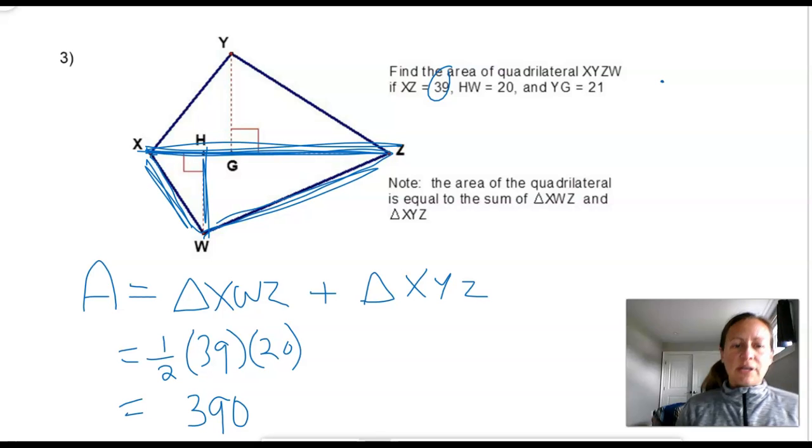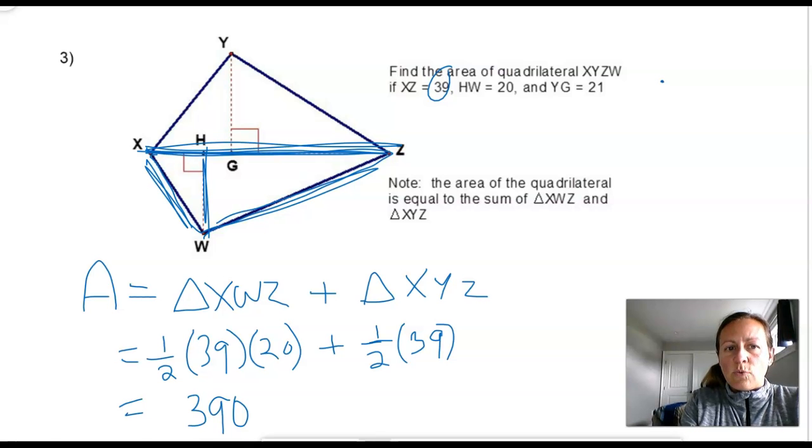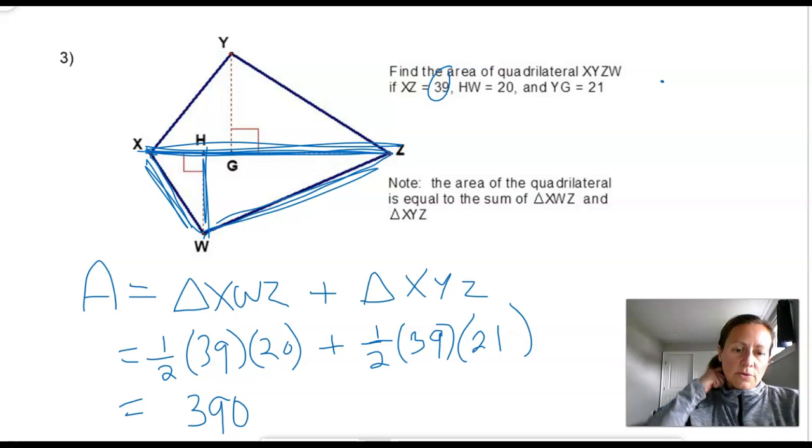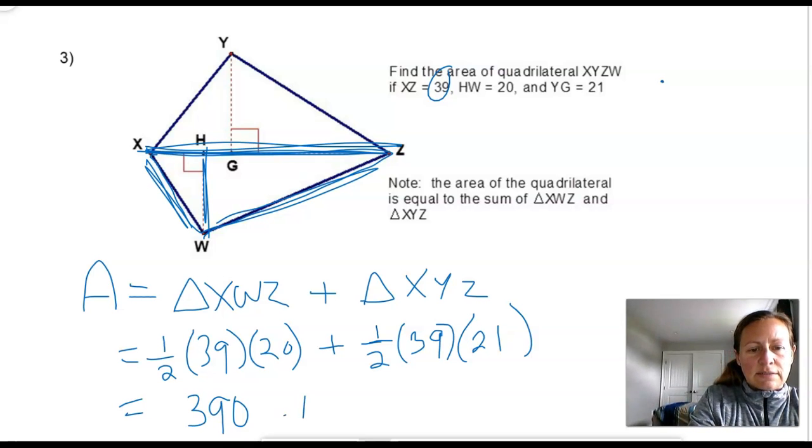All right, so that was the first triangle. The second triangle is the upper one, and that's a lot easier to see why XZ is the base because it is the bottom of the upper triangle. XZ is still 39, so that's the base, and the height is YG, which is told to us to be 21. So 1/2 39 times 21 is going to be 409.5.